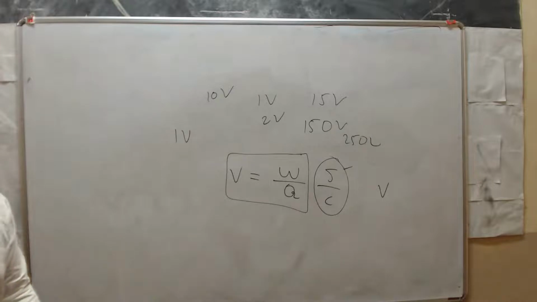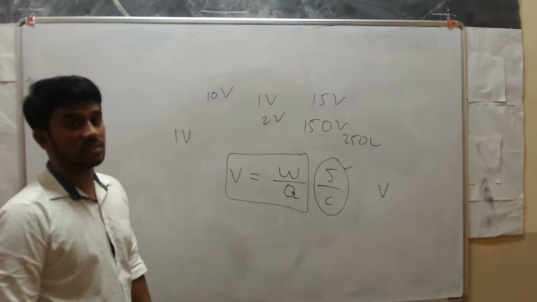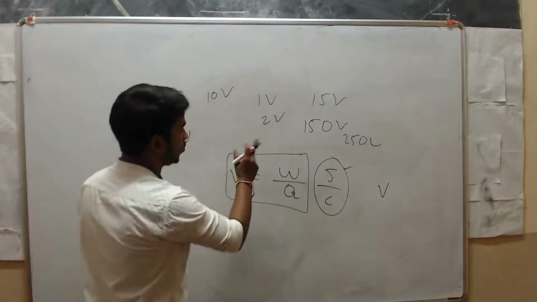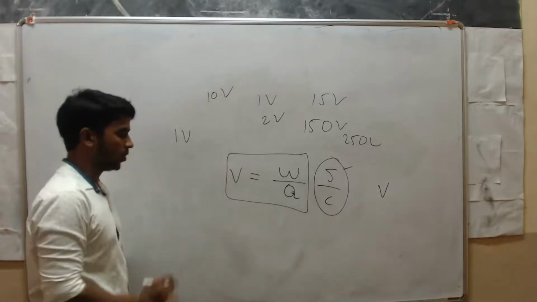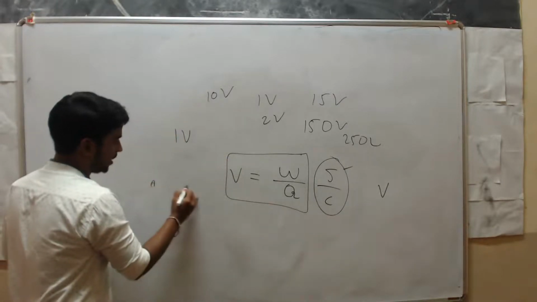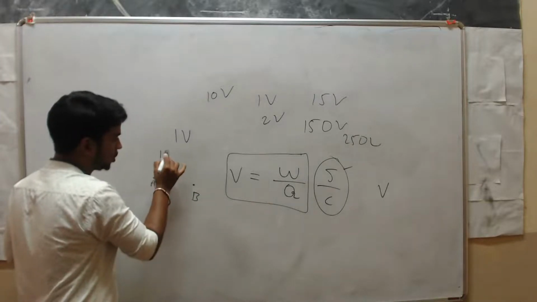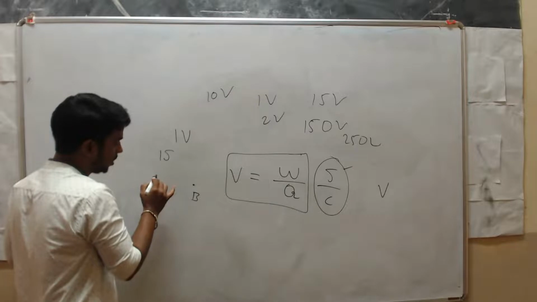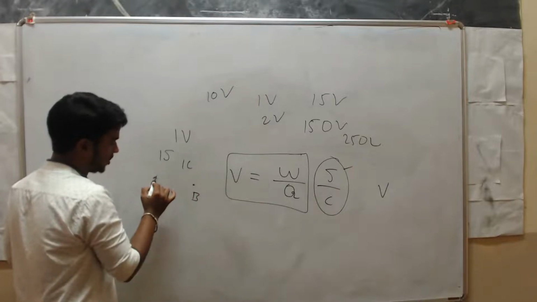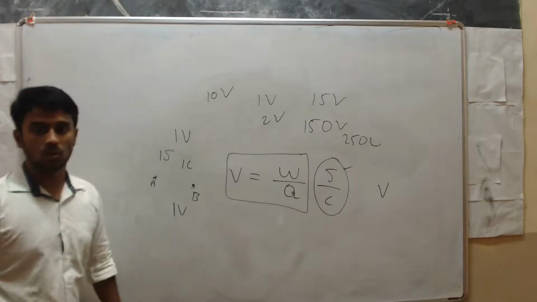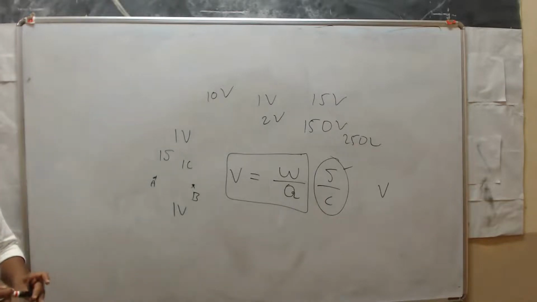See, 1 volt means 1 joule of work is done to move a charge of 1 coulomb from one point to another point. We have 2 points, A and this is B. See, if you do 1 joule of work to move 1 coulomb of charge from this point to this point, then we can say that that is 1 volt. Clear?